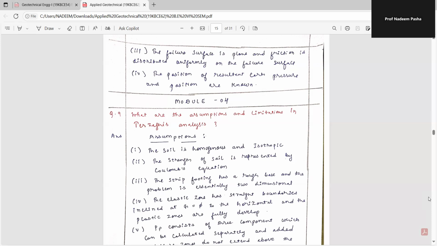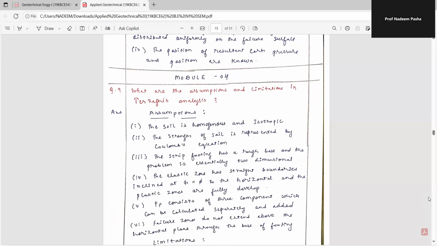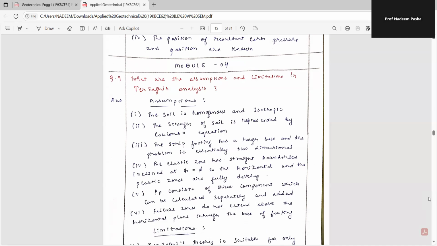The elastic zone has straight boundaries inclined at psi equal to phi to the horizontal and the plastic zones are fully developed. Pp consists of three components which can be calculated separately and added. Failure zones do not extend above the horizontal plane through the base of the footing.